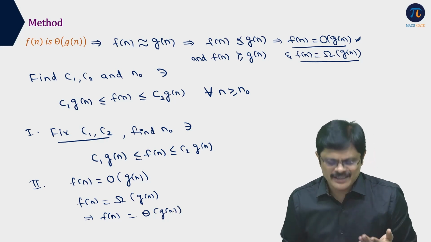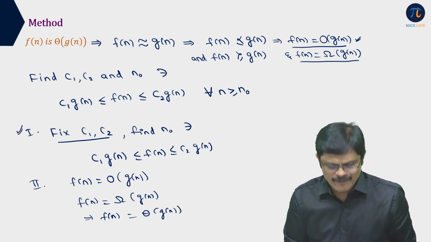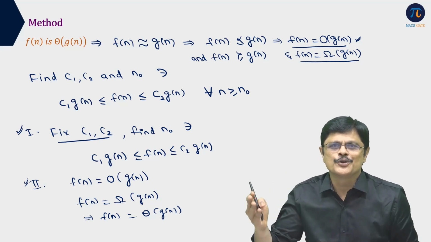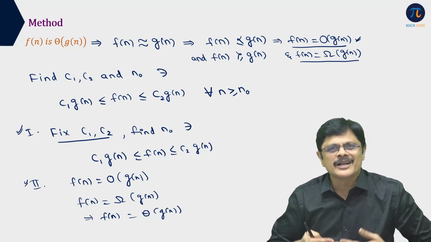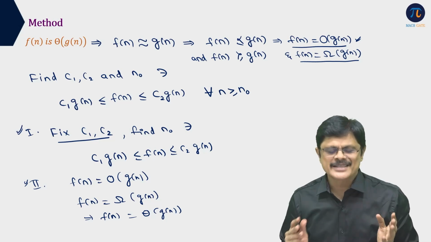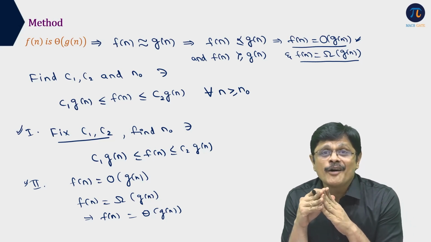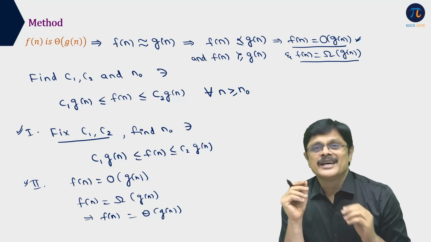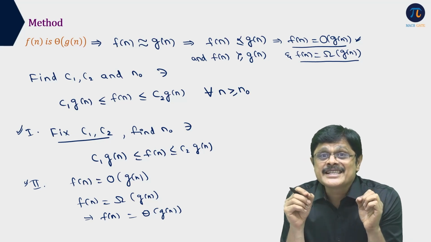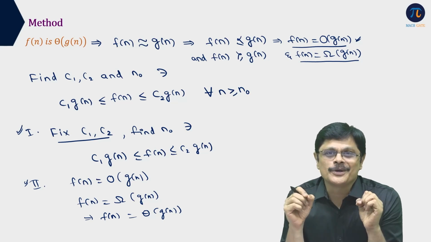You can use either method. In one you are proving it at a time, whereas here you are doing it separately. Big O you do separately, big omega you do separately, and you can get the answer. So that is the method for proving f(n) is big theta of g(n).